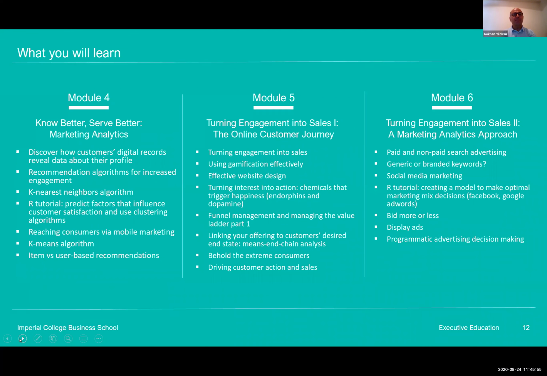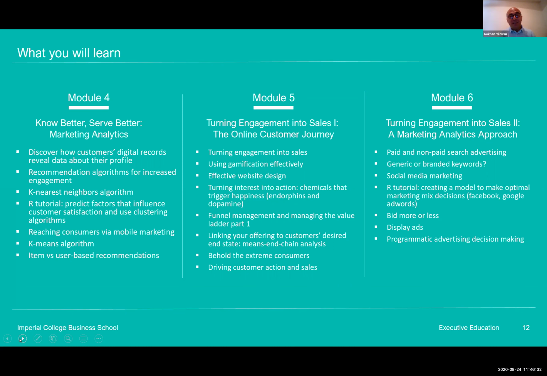In module 4, we will learn some of the widely used digital analytical approaches to knowing and serving our customers better. For example, we'll look at online recommendation algorithms, user-based and item-based recommendations, AI-supported mobile marketing strategies, and so on. In module 5, we will discuss how to turn customer engagement into sales. We will have a deep dive into gamification and effective web design strategies.